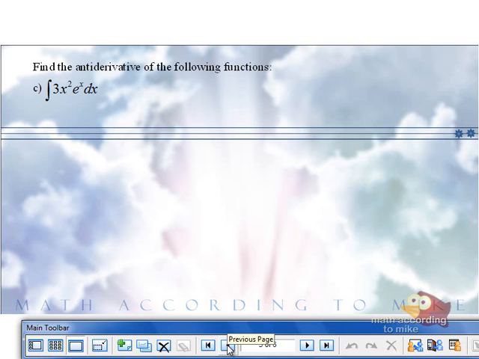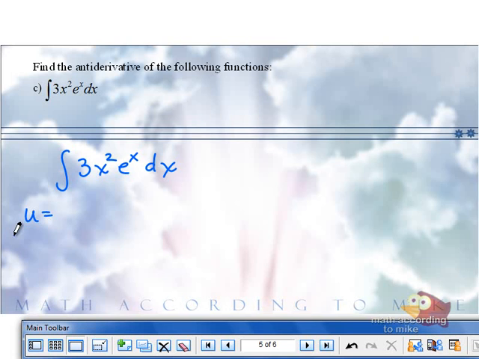Integral of 3x squared, e to the x dx. If you would, think about it. I want you to pick a u, something that's easy to differentiate, and then I want you to pick a dv, something that's easy to integrate. Very good.